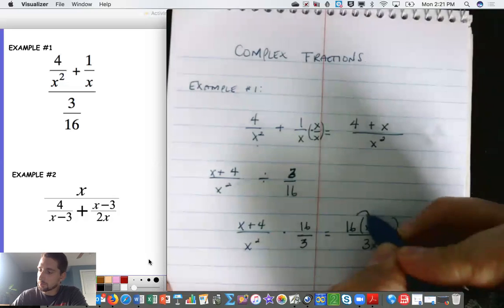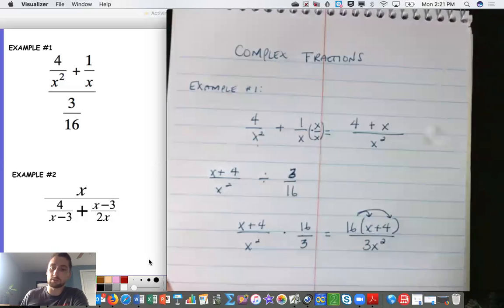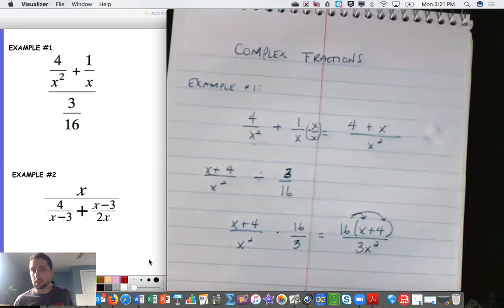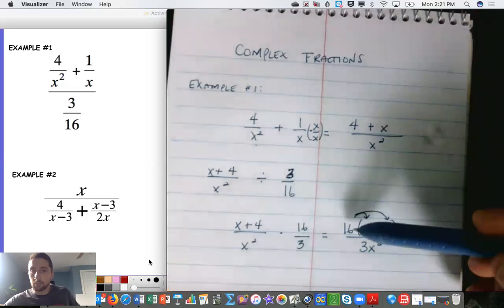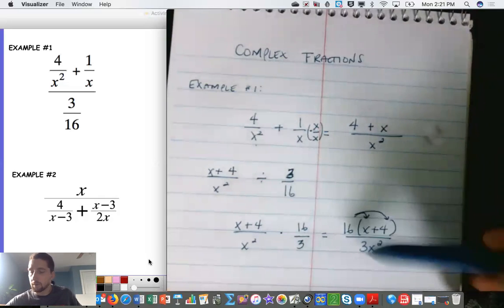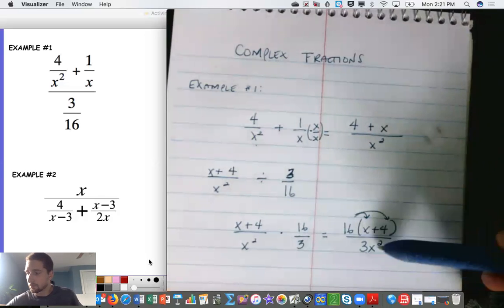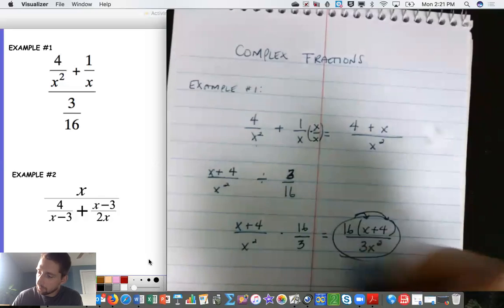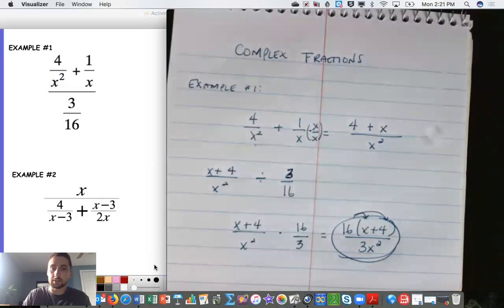You could distribute that 16 back through if you wanted to, or you could just leave it out front as a greatest common factor. The last step you might have to deal with is you might be able to simplify factors, but 16 does not simplify into 3, and there's no x squareds out front. So I can't simplify any further. There's your final answer.